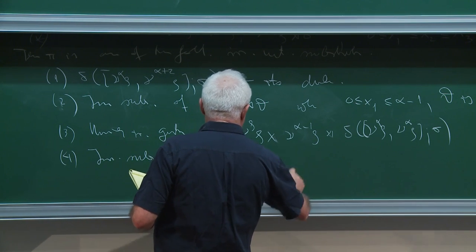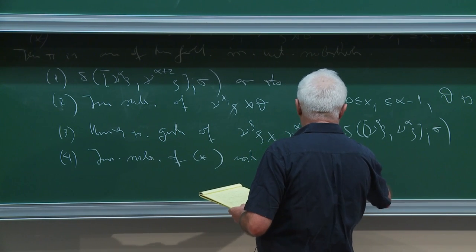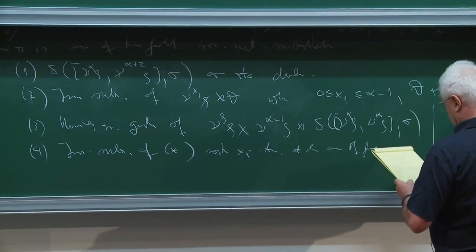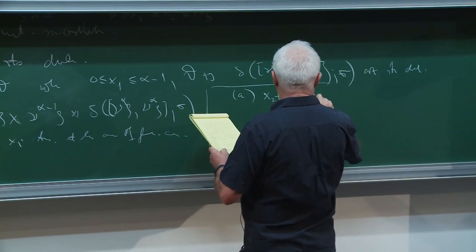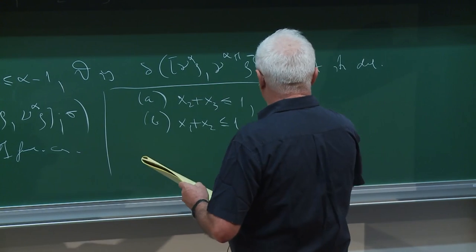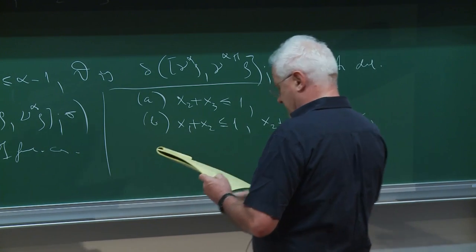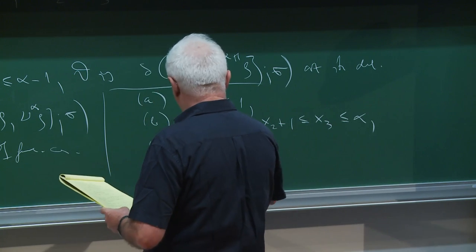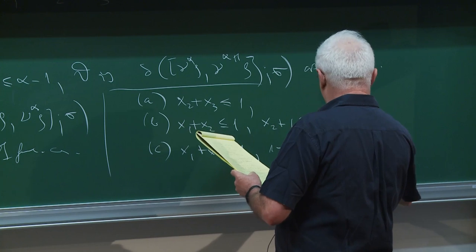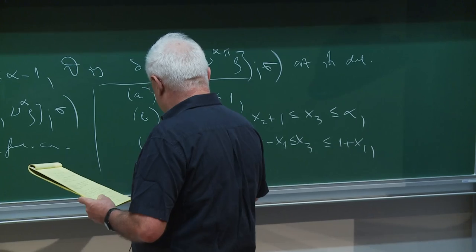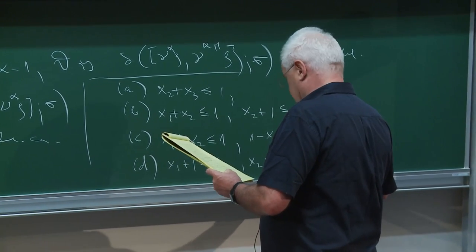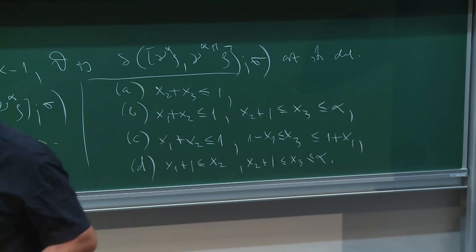with x_i satisfying at least one of the following conditions. Okay, so the conditions are: A is x1 plus x2 plus x3 less than or equal to 1. B is x1 plus x2 less than or equal to 1, and x2 plus 1 less than or equal to x3 less than or equal to alpha. Then x1 plus x2 less than or equal to 1, and x3 is greater than 1 minus x1 and less than or equal to 1 plus x1. And the last is x1 plus 1 less than or equal to x2, and x2 plus 1 less than or equal to x3 less than or equal to alpha. Okay, so these are complementary series, a little bit complicated.